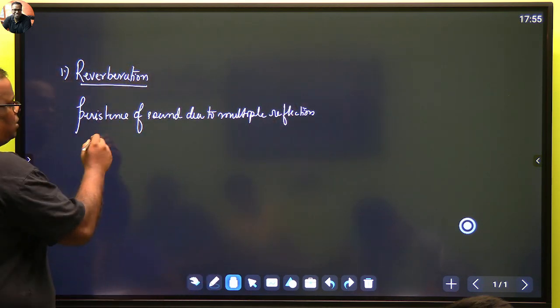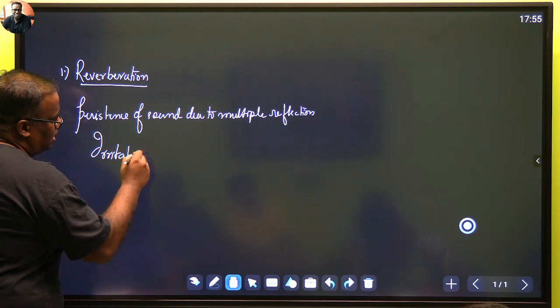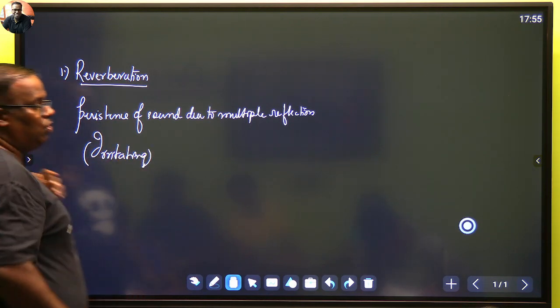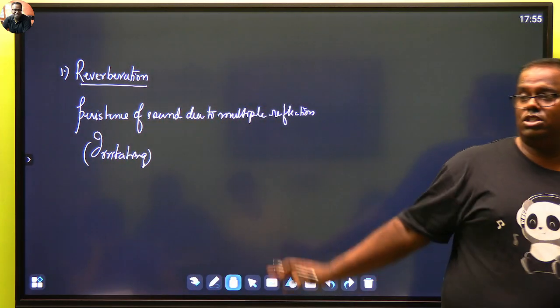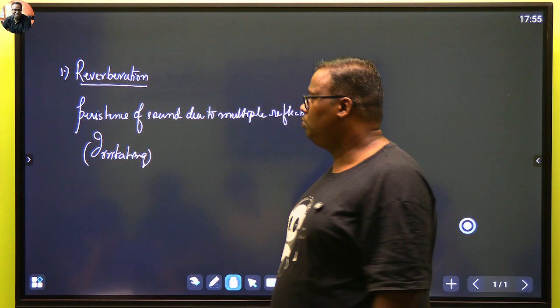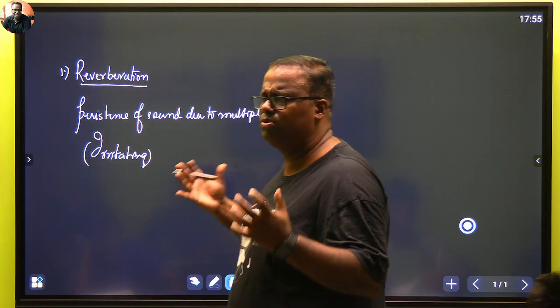And overall, as a phenomenon, this will be irritating for us. This is an irritating phenomenon. And if you love music and you have gone for some concerts or something, this is not going to help you. So what we have to do, we have to damp these sounds.